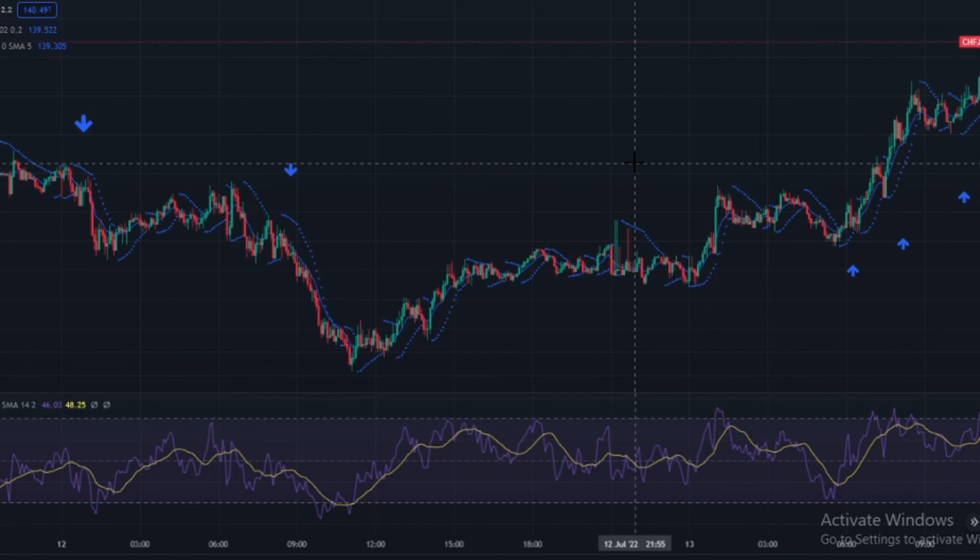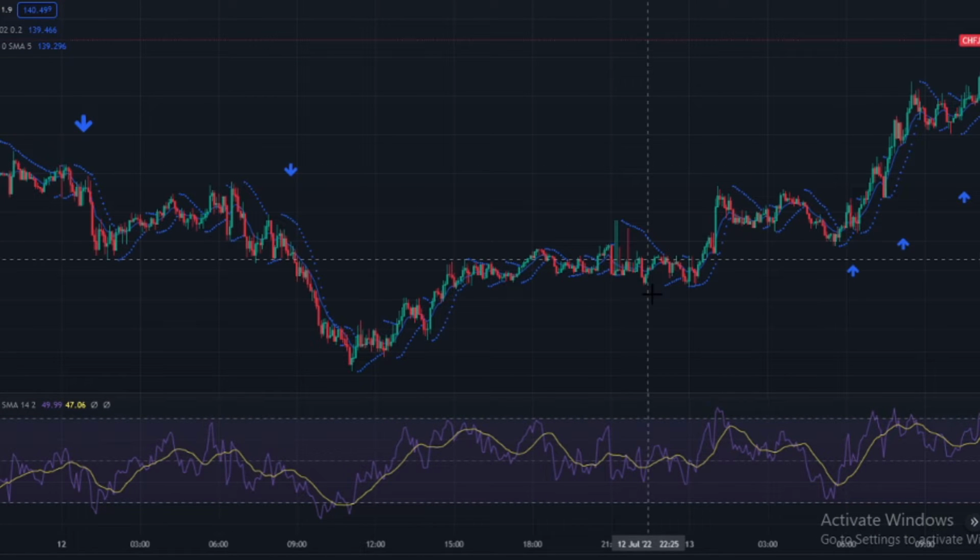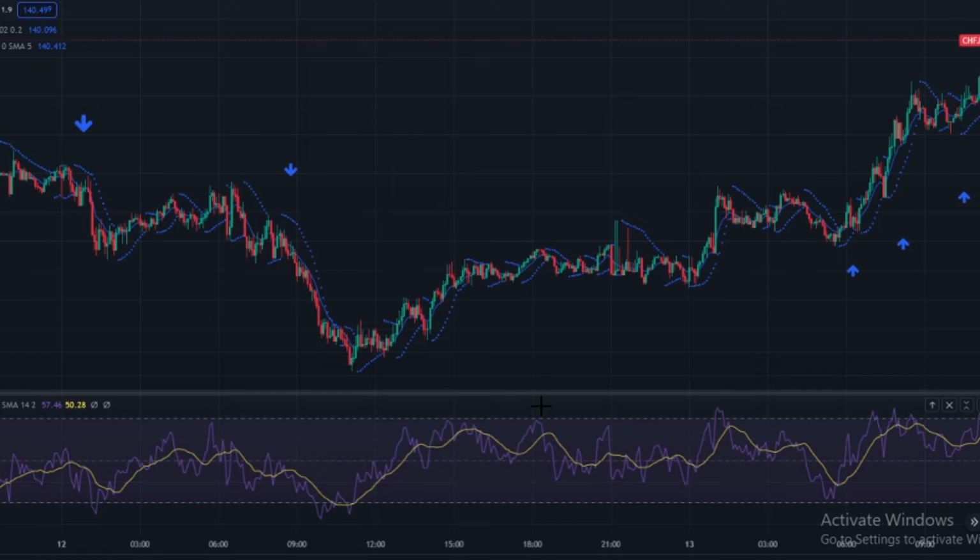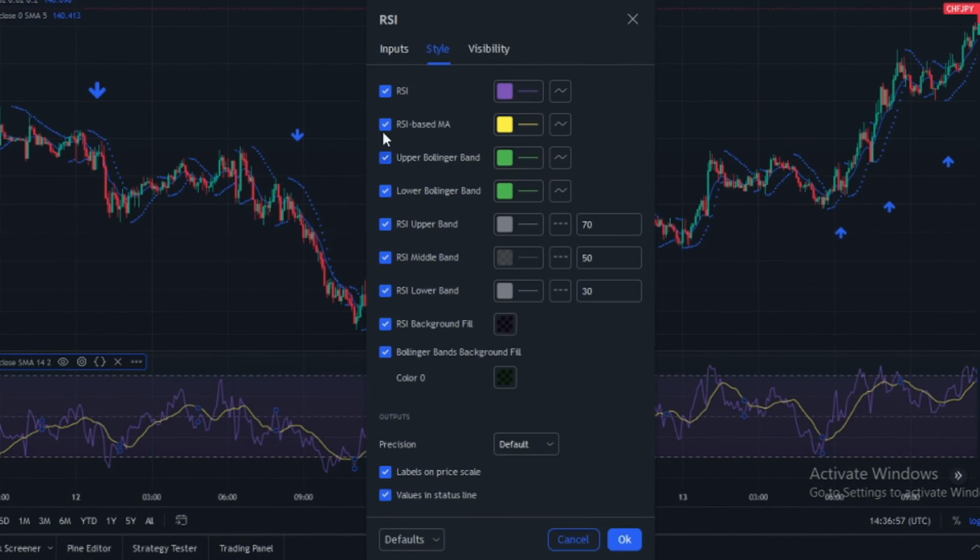The RSI indicator shows the strength of the trend, and with the help of this indicator we get the confirmation of the trend whether it is ascending or descending. We go to the RSI settings section. From the style section, we untick all except RSI, and we take the RSI middle band.